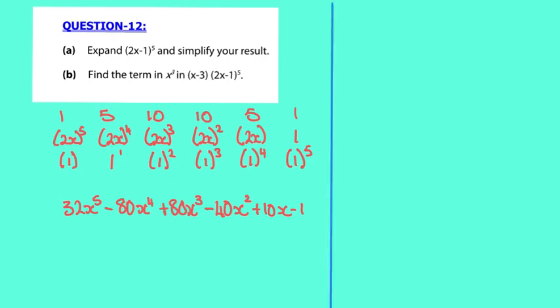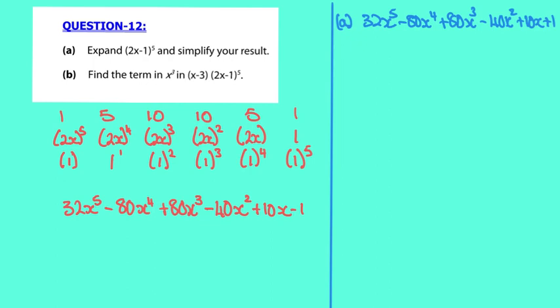Part B. Find the term in x cubed in the expansion x minus 3 times 2x minus 1 to the power of 5. In this question, we first start with our expansion for 2x minus 1 to the power of 5, which is 32x to the power of 5 minus 80x to the power of 4 plus 80x to the power of 3 minus 40x squared plus 10x plus 1. Now we need all the expansions when that is multiplied by x minus 3 that will give us an x cubed term.